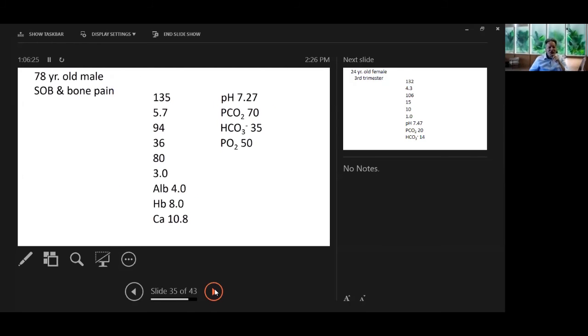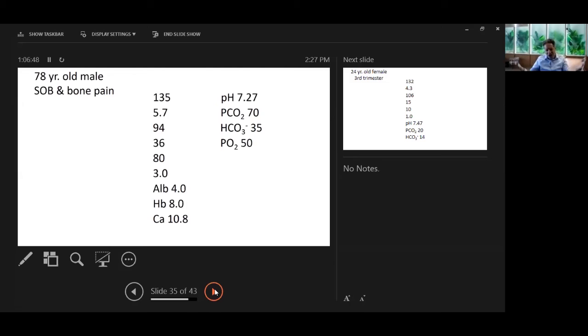So here's a patient who's 78 with shortness of breath and bone pain. So we look at the numbers. The BUN's 80, creatinine's 3, so there's some renal failure. The patient's anemic, the calcium's elevated, there's bone pain. So right away, your brain's thinking myeloma. We look at the acid base. We've got a bicarbonate of 35 and a PCO2 of 70.